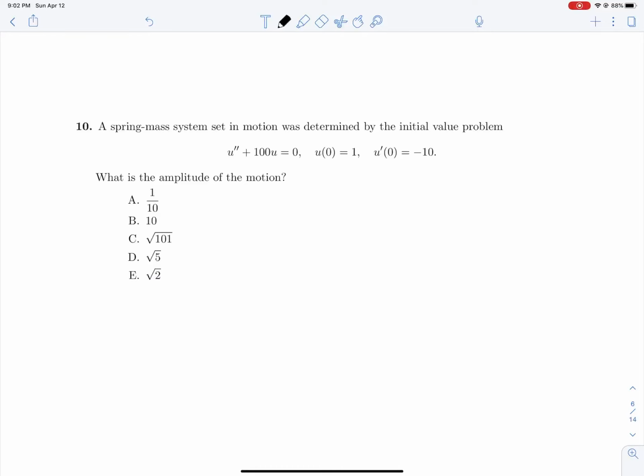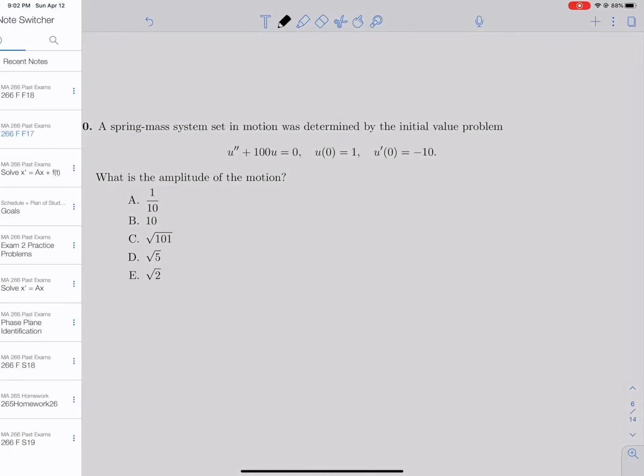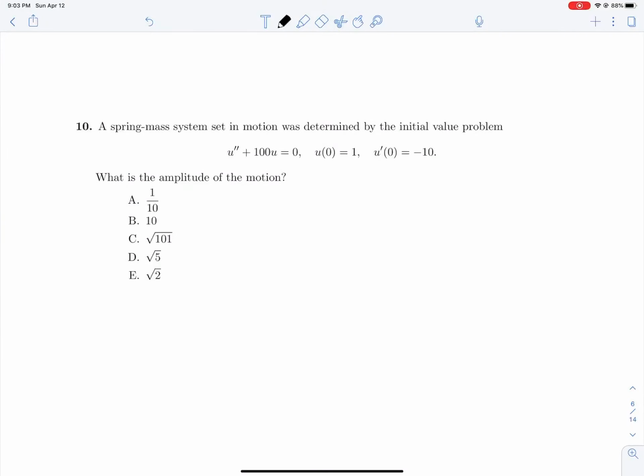Hello, we're going to be going through the midterm 2 questions for the fall 2017 final for MA266. Question 10, a spring mass system is set in motion and its motion is determined by this initial value problem, u double prime plus 100u equals 0. So we can take our characteristic equation, r squared plus 100 is equal to 0, or r is equal to plus or minus 10i. Therefore, u of t is equal to c1 cosine 10t plus c2 sine 10t.